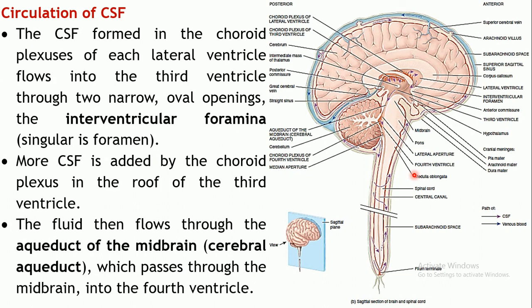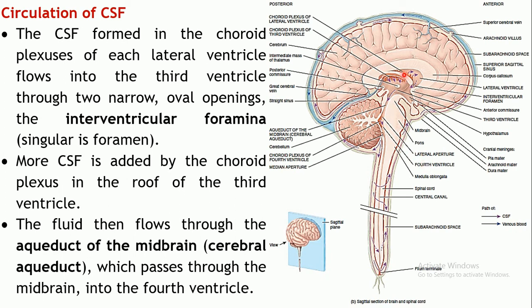Then coming to the circulation of the CSF. So we have seen that the formation takes place at the choroid plexuses, right? So these are the different ventricles of the brain. That's the lateral ventricle. So only one can be seen over here. Another one will be present on the opposite side. This one is the third ventricle, and this space in between the brainstem and the cerebellum, that's the fourth ventricle.